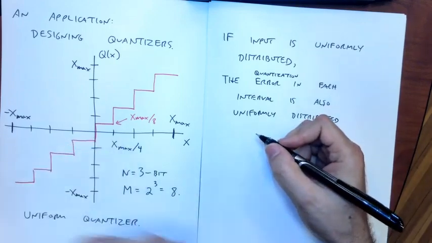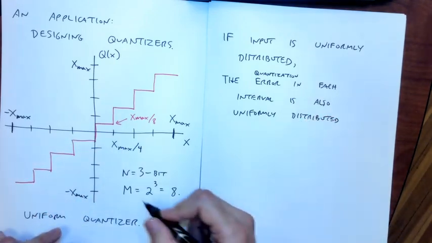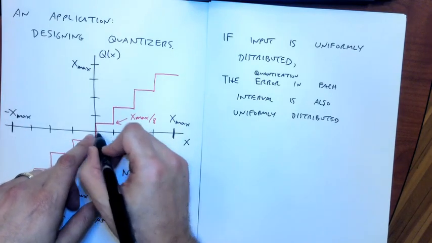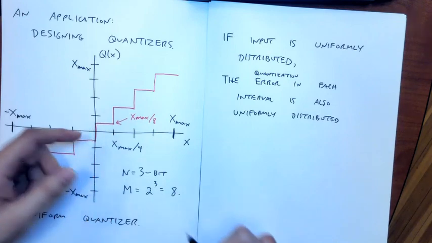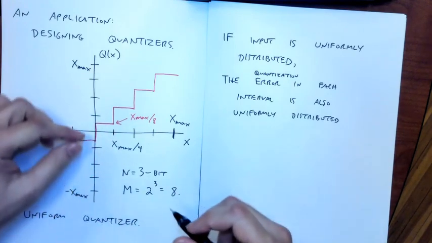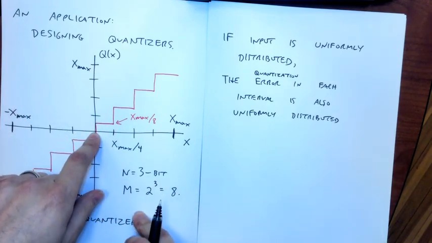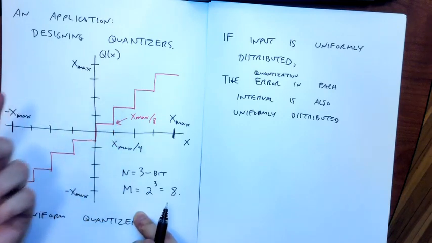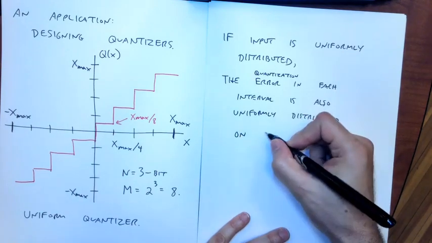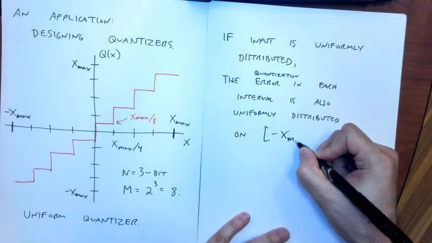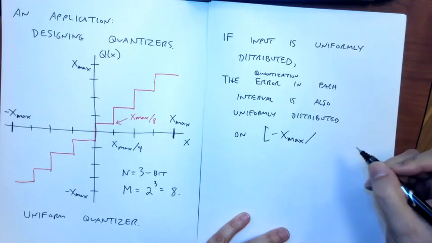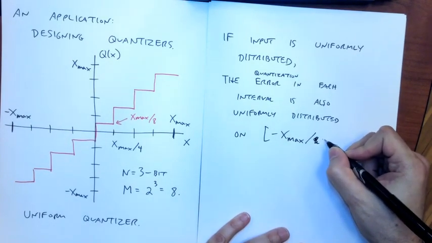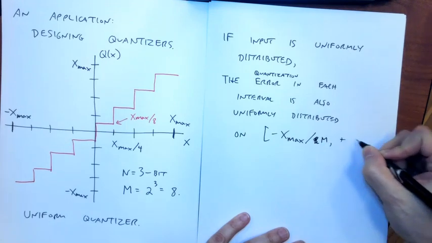And that's going to be an error. How much error could I be making? Consider this small interval here. If I'm quantizing to x max over 8, that's the biggest the error can be. Because if I'm at 0, I have an error of negative x max over 8. And if I'm at x max over 4, I have an error of positive x max over 8. So basically, I have an error of x max over m, where m is the number of levels I have.